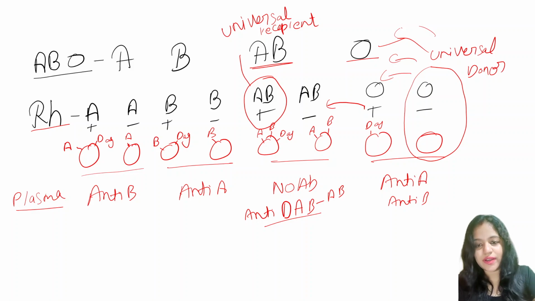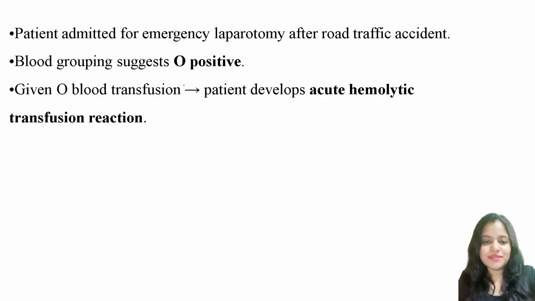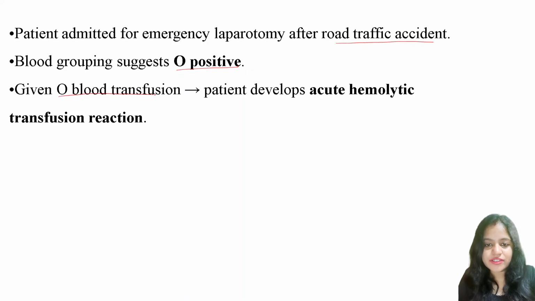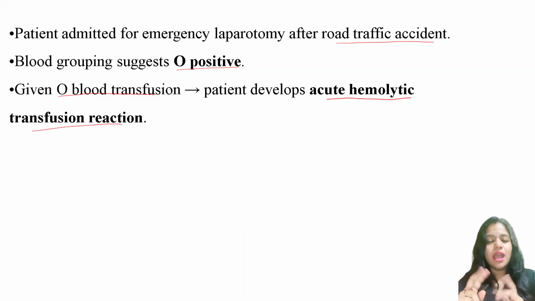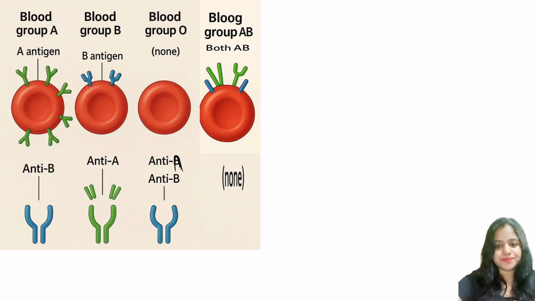Okay, let's move ahead. Let's see the scenario. A patient is admitted for emergency nephrectomy after a road traffic accident. Blood grouping suggests O positive. But given O blood transfusion, the patient still develops an acute hemolytic transfusion reaction. Why is this happening? Let's understand one more concept here.